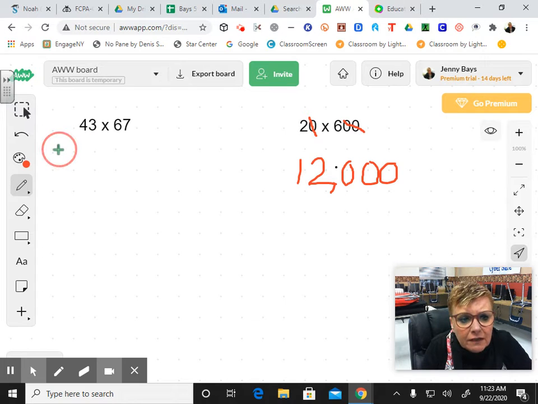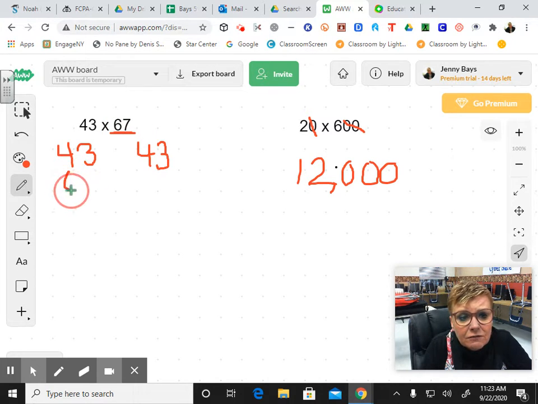So I've got 43. Instead of doing 43 times 67, I'm going to make two easy problems. I'm going to break this number apart into place values. It's a 6 in the tens place, so that's like 60. So 43 times 60 and 43 times 7. I just broke the 67 apart into place values.